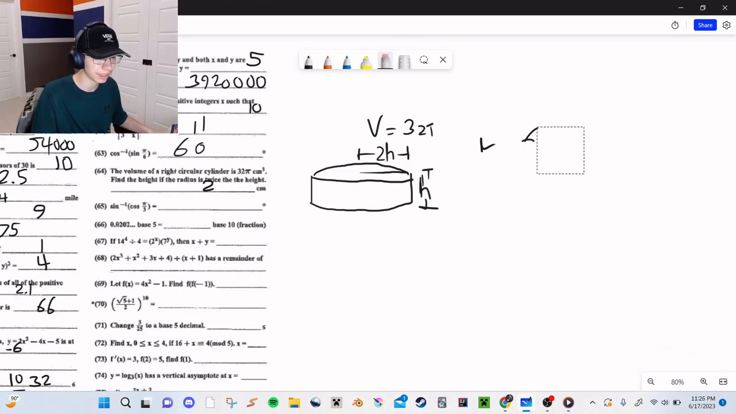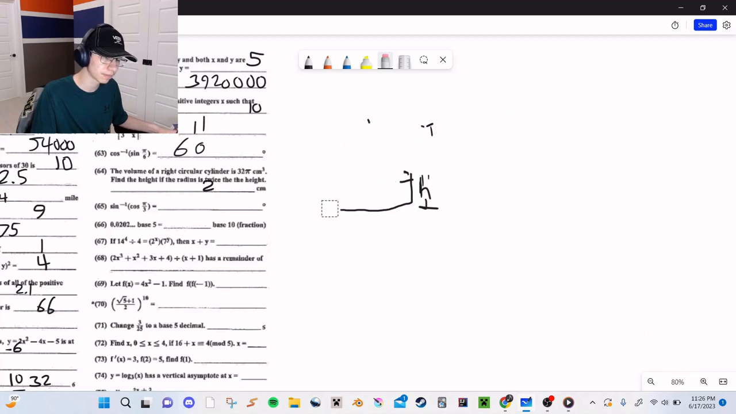So, in this test, what you want to be thinking is, okay, pi r squared times h, and the radius is twice the height, so pi times 2h squared times h, so that's pi times 4h squared times h, so that's pi times 4h cubed. They equal 32, the pi's cancel out, divide by 4, I get 8 equals h cubed, 2 is h. Something along those lines.